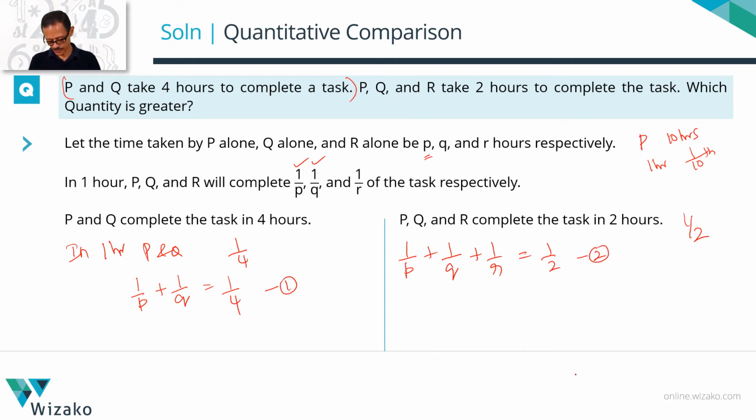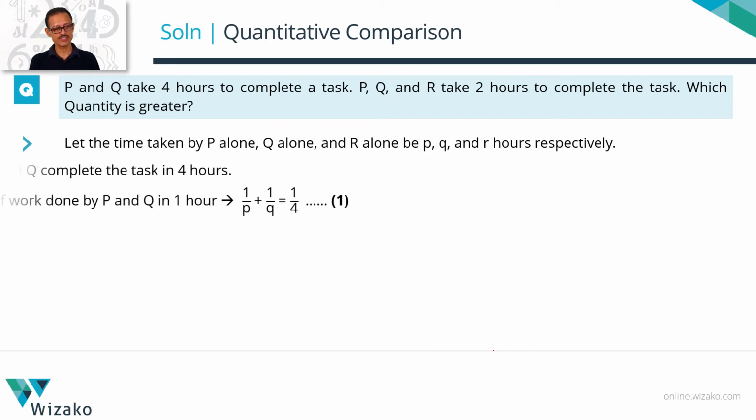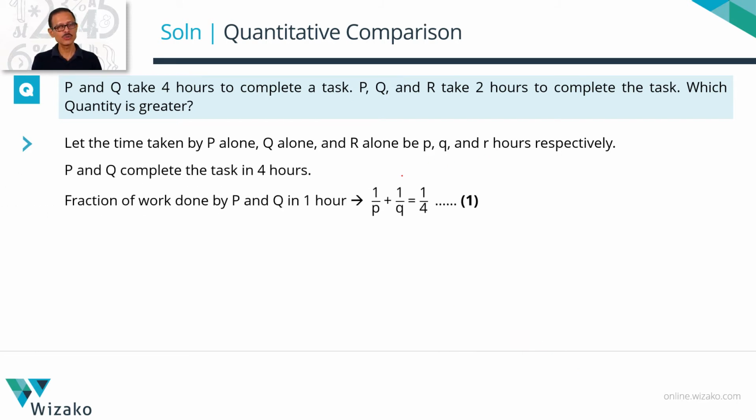Let's summarize up to this point in a printed form and then solve these two equations. You assign variables p, q, r. Statement 1 translated into an equation is 1/p plus 1/q equals 1/4.